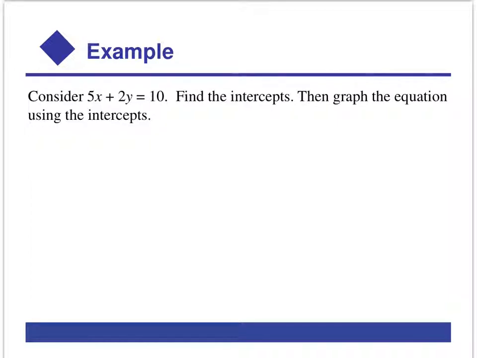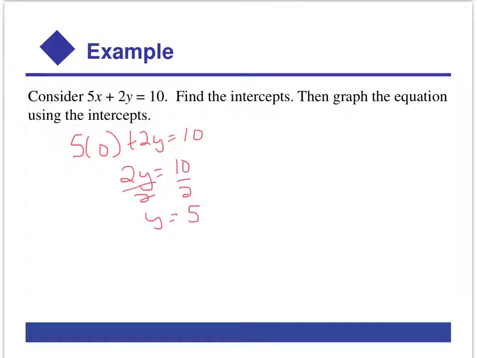So the first thing I'm going to do is let x equal 0. So 5 times 0 plus 2y equals 10. So now I get 5 times 0 is 0, plus 2y equals 10. Divide by 2. So y equals 5. So our y-intercept is at (0, 5).